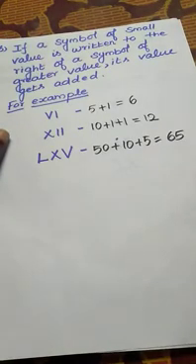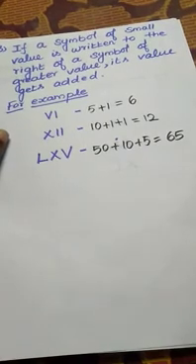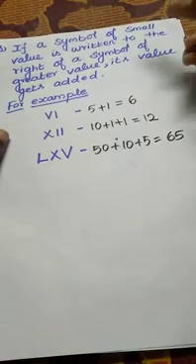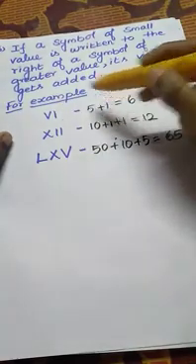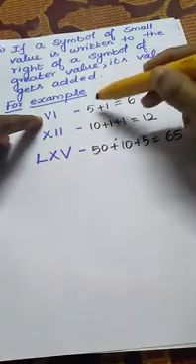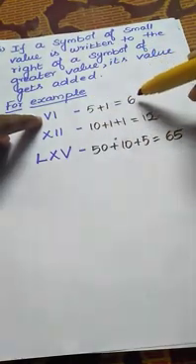The next, third rule: if a symbol of small value is written to the right of a symbol of greater value, its value gets added. For example, VI. What is the value of V? That is 5. I means 1. We use the smaller number on the right side of the greater value. So we just add the values, 5 plus 1, 6.